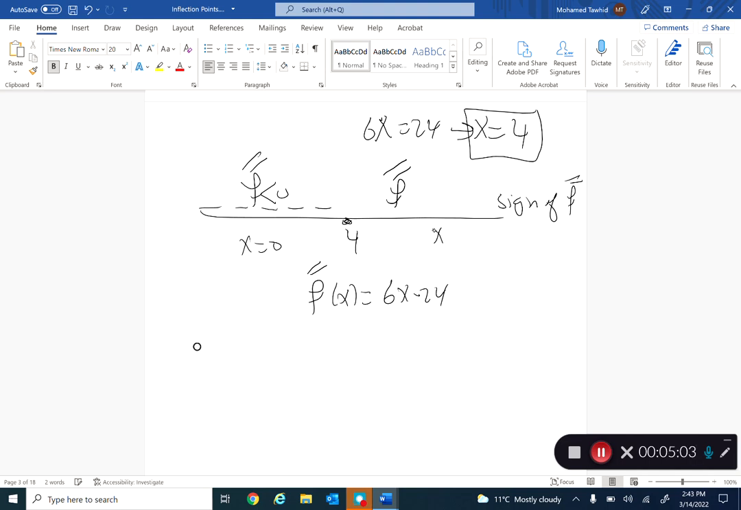Now if I take x equals 5, any number after 4, then you get a positive. So as you can see, if it's negative, then it's concave down. If your second derivative is negative, the graph is concave down.